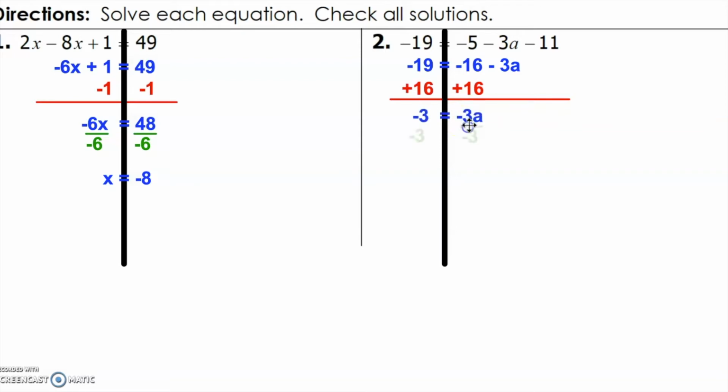Then I can divide by 3 on both sides. And negative 3 divided by negative 3 then becomes positive 1. So my answer is A is equal to 1.